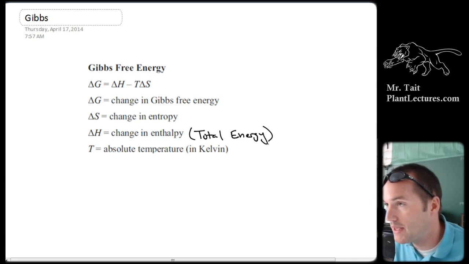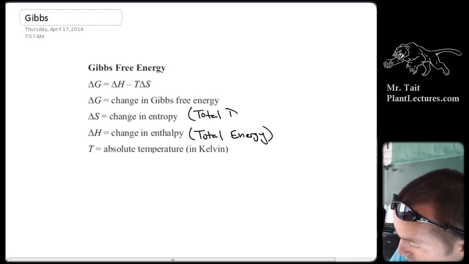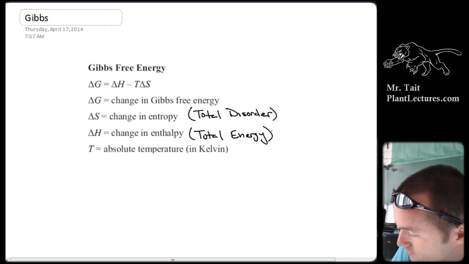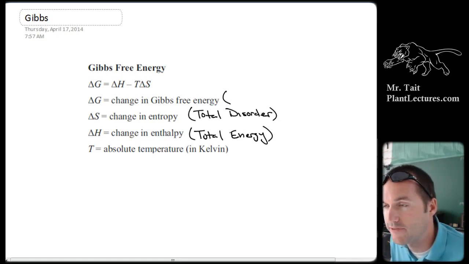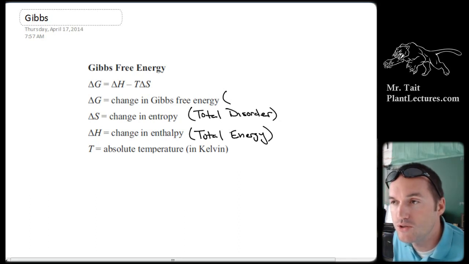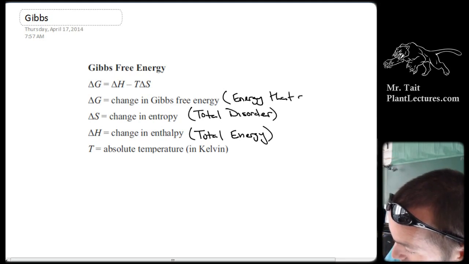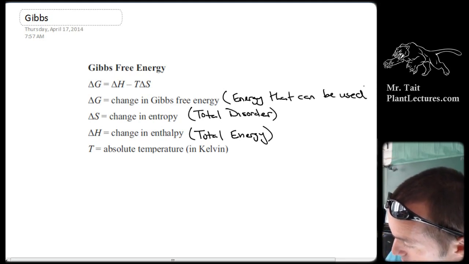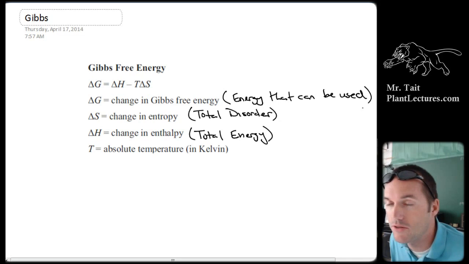Okay, entropy is disorder, total, you know, chaos within the system, whatever, right? So this is total disorder. And then Gibbs free energy. It's exactly what it sounds like, free energy. This is energy that you can use to do work. Energy that can be used. So when we say that some of the total energy or the usable energy is lost in every transfer of energy, what we mean is that the Gibbs free energy is going down.